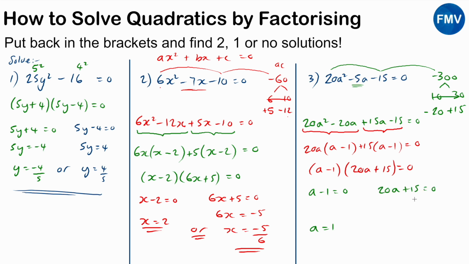Dealing with the other side, we take 15 from both sides. So we've got minus 15 now. We divide both sides by 20. So we have a is equal to minus 15 over 20. We need to simplify that. 5 goes into both of those. So we have a is equal to minus 3 over 4. So in this case, a is either 1 or a is minus 3/4. And that's solving quadratics by factorising.